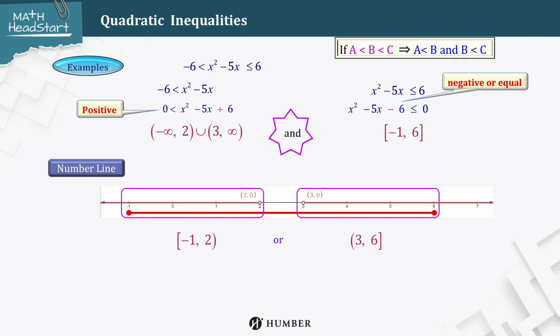Now we have the final solution in two regions. These regions must be combined with OR, which is the union of the two sets. Therefore, the final solution in interval notation is shown.